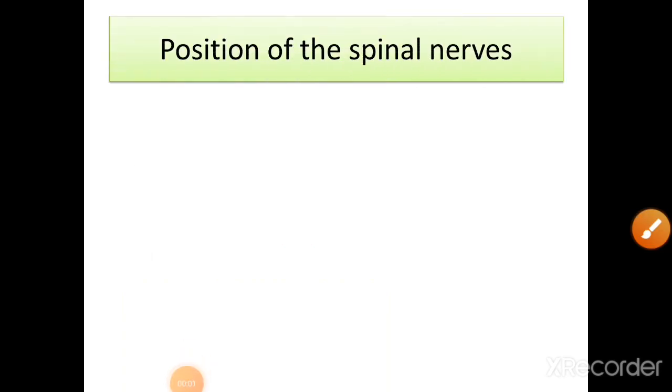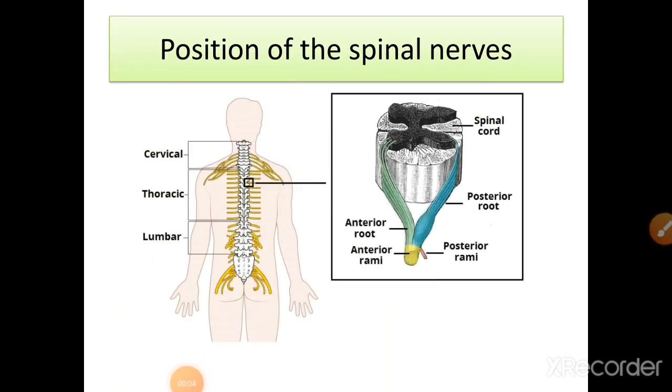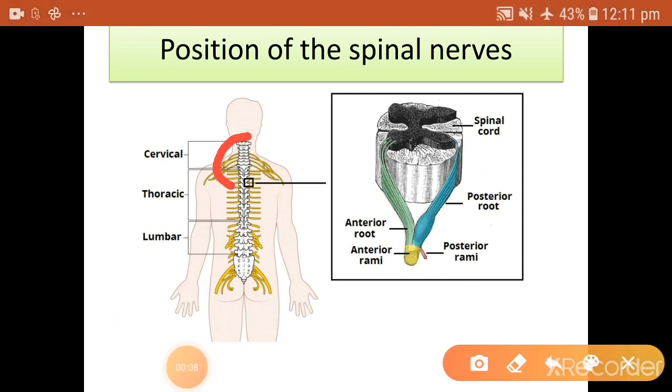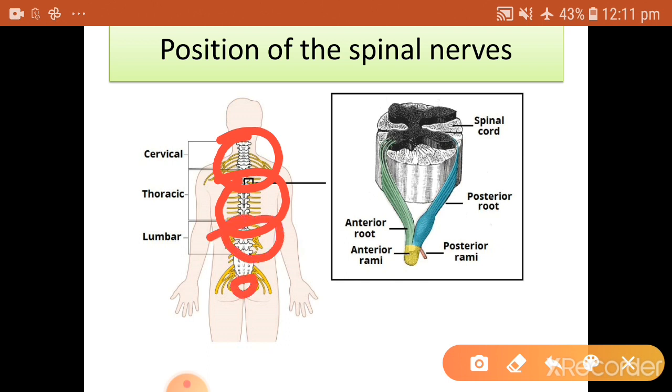So, the position of the spinal nerves: you can see this portion, which is in the neck. This is known as the cervical region, so the nerves present here are known as cervical nerves. Thoracic is below this cervical region. This part is known as the thoracic region, and the nerves present here are known as thoracic nerves. Below that you have lumbar, and the last part is known as the coccygeal region.